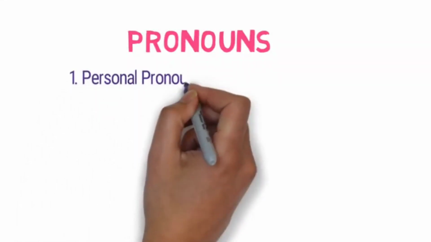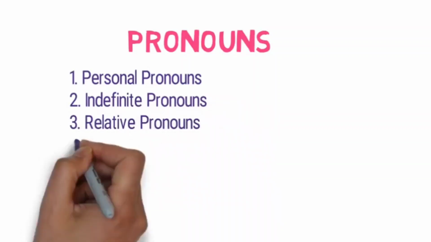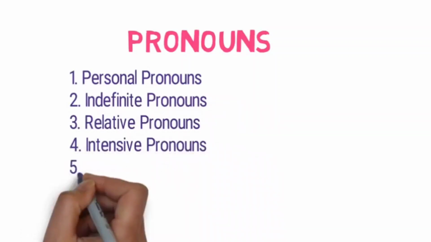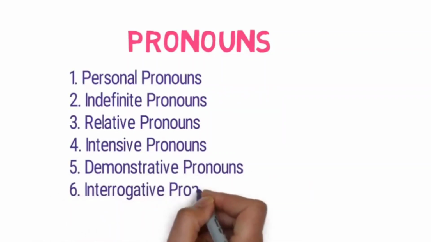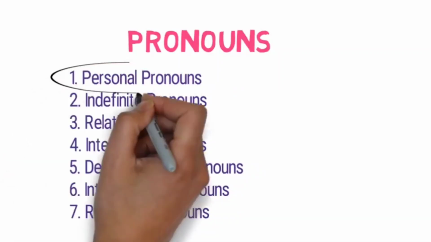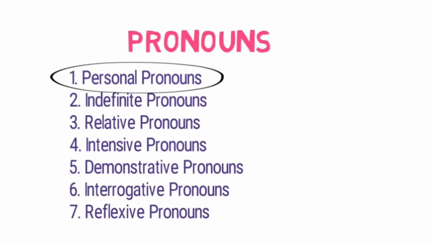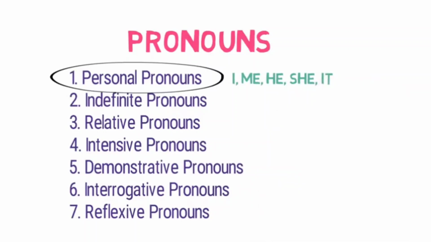So let's watch a video. They are majorly divided into 7 types. First, personal pronouns. Second, indefinite pronouns. Third, relative pronouns. Fourth, intensive pronouns. Fifth, demonstrative pronouns. Sixth, interrogative pronouns. Seventh, reflexive pronouns. Personal pronouns are associated with particular person. Examples: I, me, he, she, it.